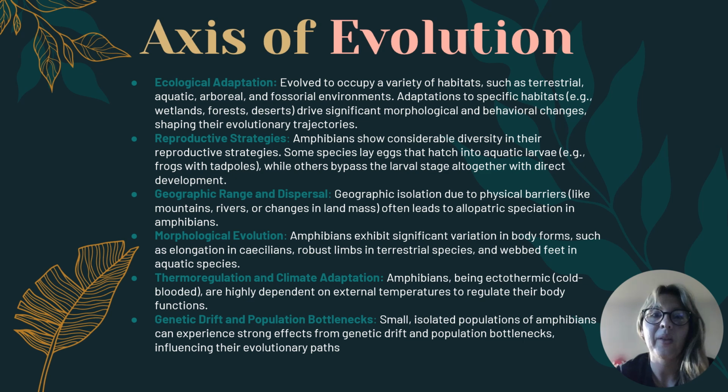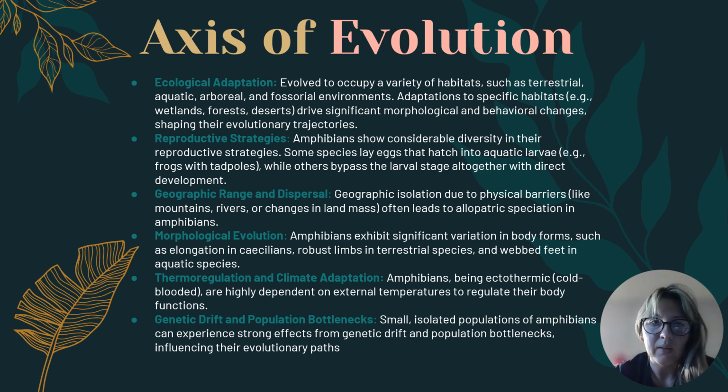This leads us into that axis of evolution. So this is some of those adaptations, strategies, and traits that started to evolve that really gave way to amphibians. That first one being ecological adaptations. Amphibians are occupying a variety of habitats such as terrestrial, aquatic, arboreal, and fossorial environments, and they've been able to adapt to specific environments or habitats like the wetlands, forests, and deserts. So this allowed for significant morphological and behavioral change, which really is what shaped their evolutionary trajectories.